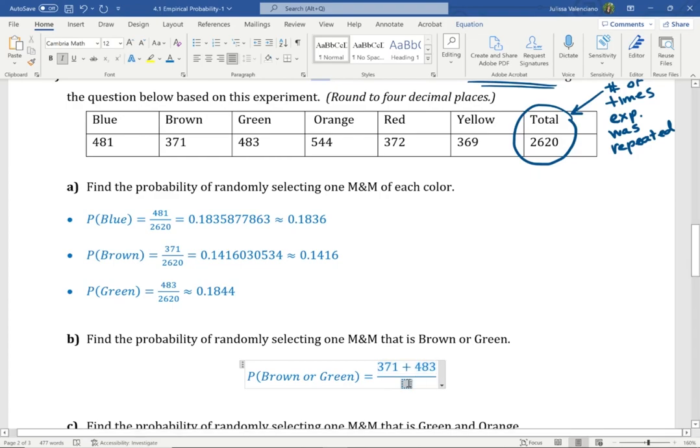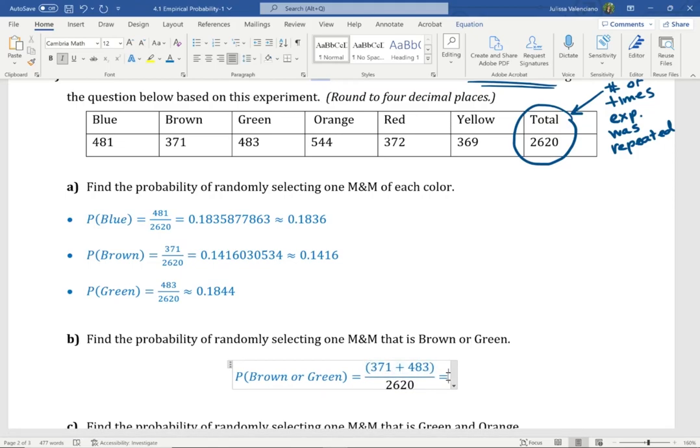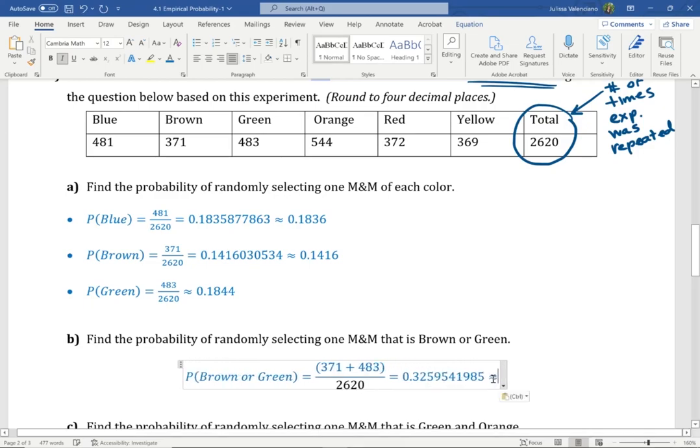If we add those values, we're going to have the number of times brown or green can happen. Now, we're going to be dividing. Here, we're still going to be dividing by 2,620. If you're doing this on your calculator, you need to place parentheses around the numerator. You should be getting 0.3259541985.